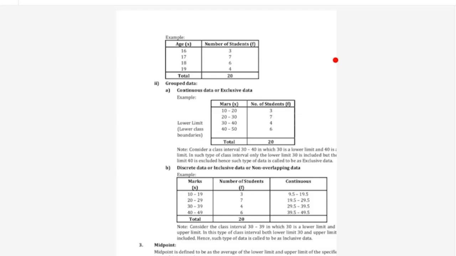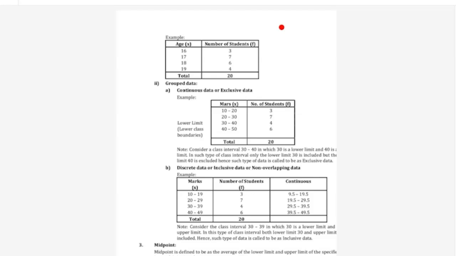Everyone, first note down 3, 7, 4, 6. They are called class frequencies.